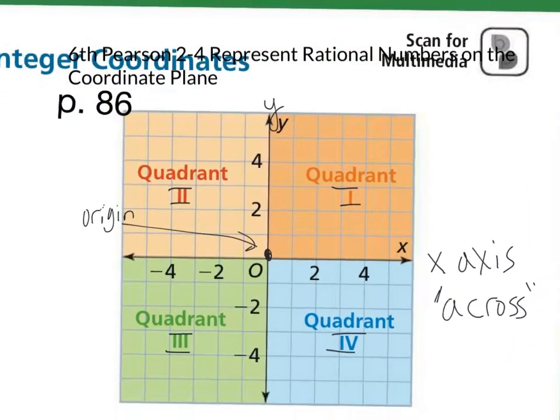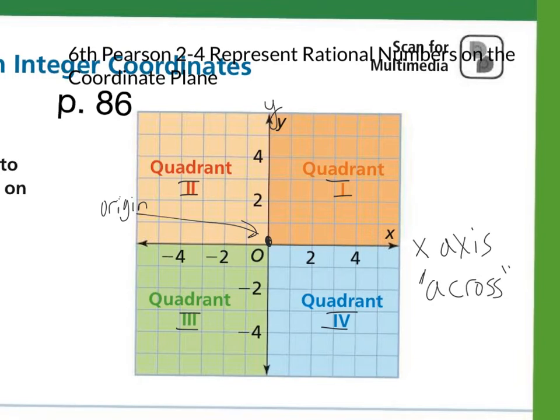If you look at the picture here, you can see, first of all, the x-axis goes across. So here's the x-axis. The y-axis goes up and down. And the point where the x-axis and y-axis intersect each other, where they meet, is called the origin.